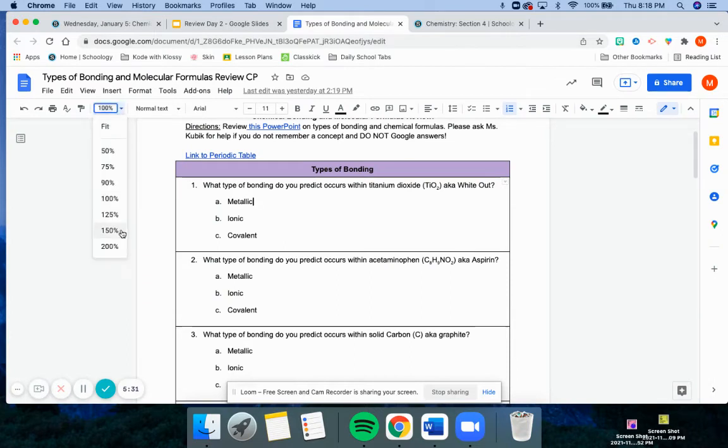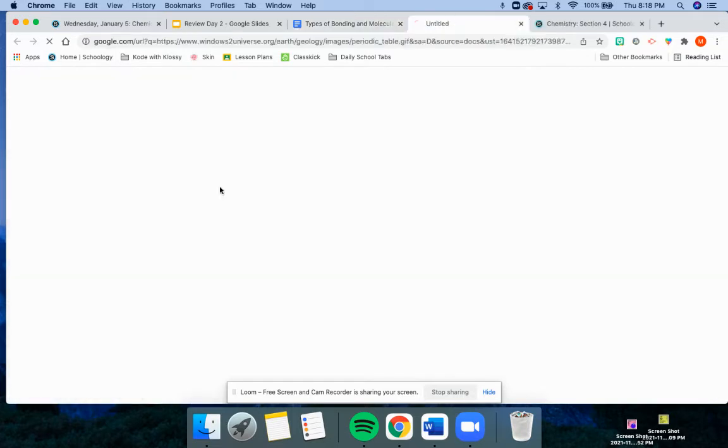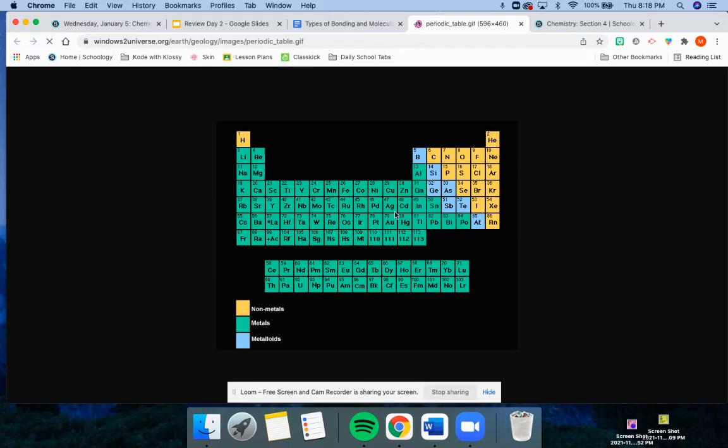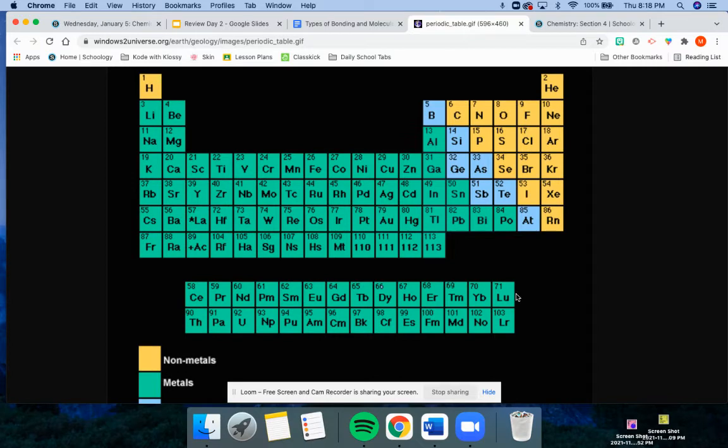So if I zoom in here, I see 2 different chemical symbols, Ti and O. Those are the 2 different elements present in my compound. When I open up the periodic table that's linked, I'm going to try and figure out whether Ti and O are metal, nonmetal, or metalloid. First, I see O over here in the orange nonmetal section, and of course we know that O stands for oxygen, so oxygen is a nonmetal.